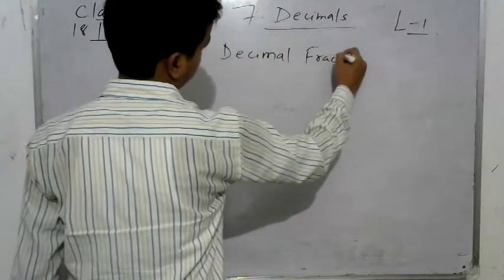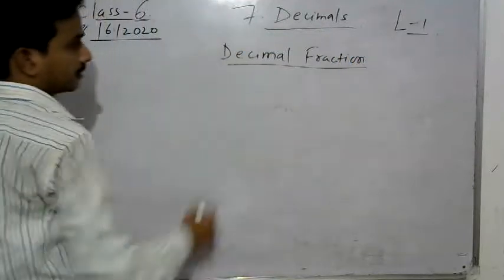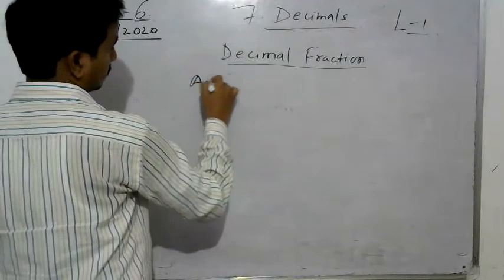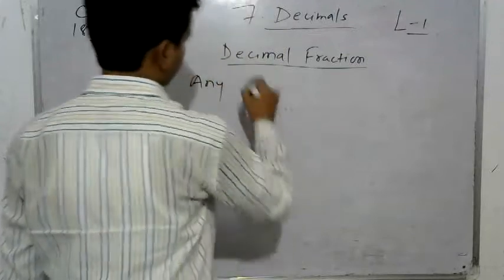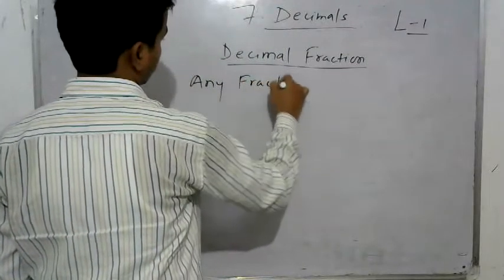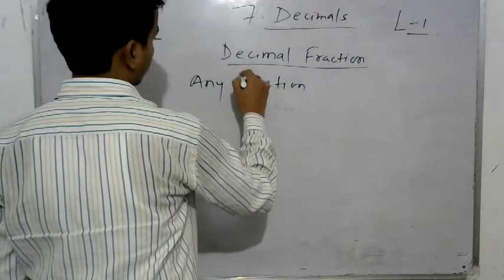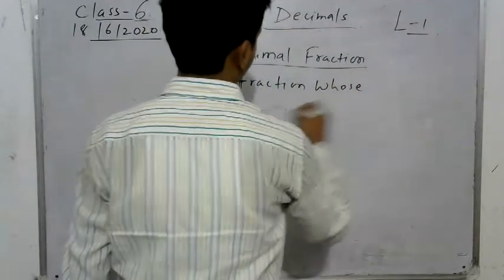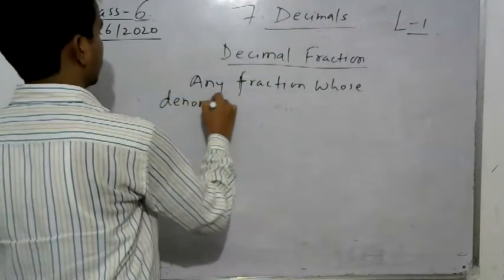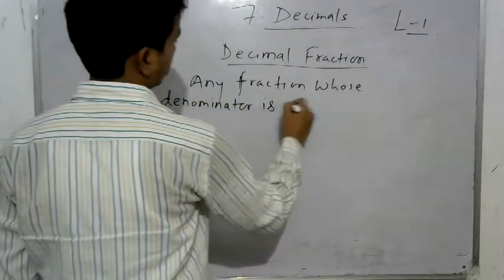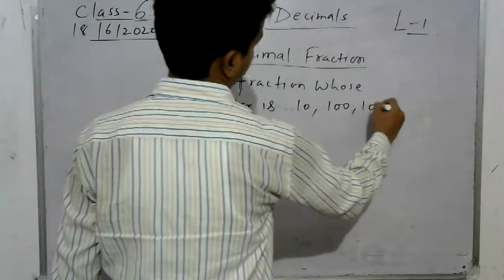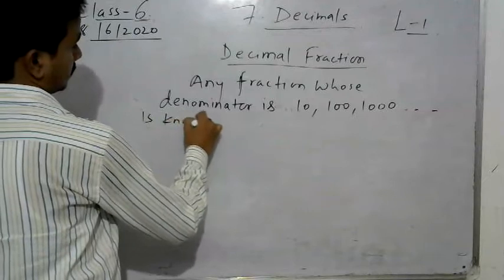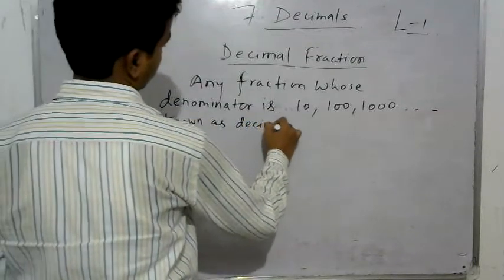Decimal fraction. So a decimal fraction is any fraction whose denominator is 10, 100, 1000 and so on, is known as decimal fraction.